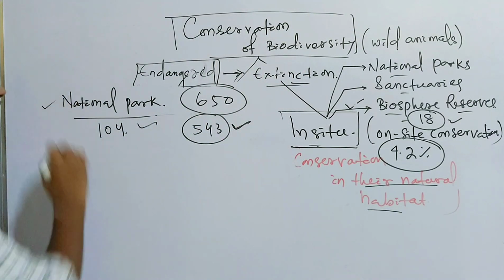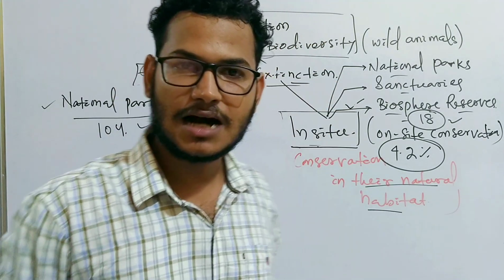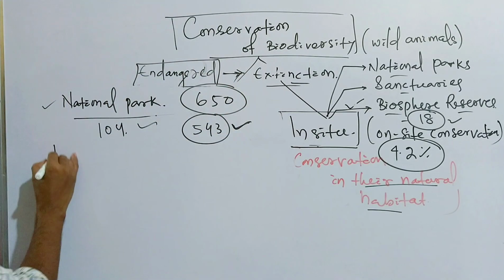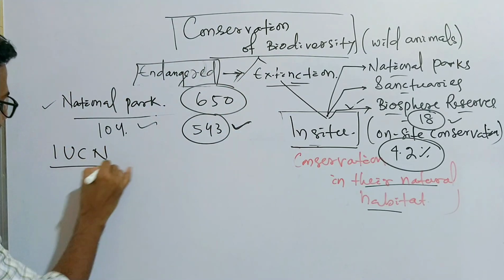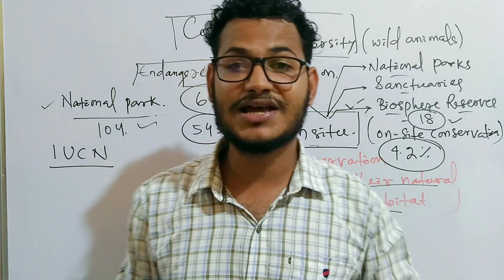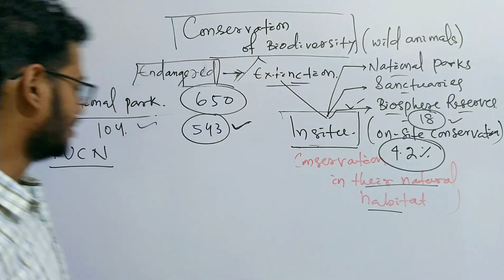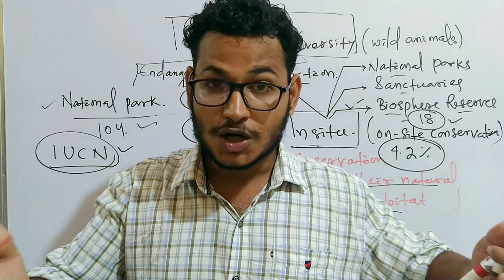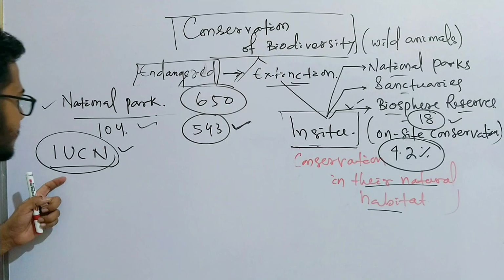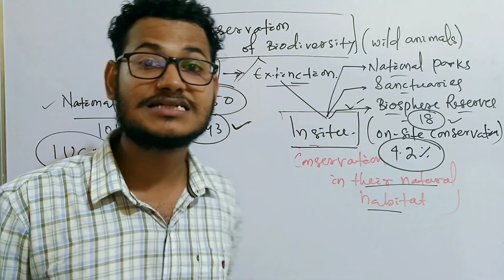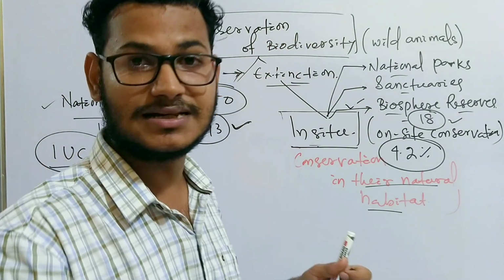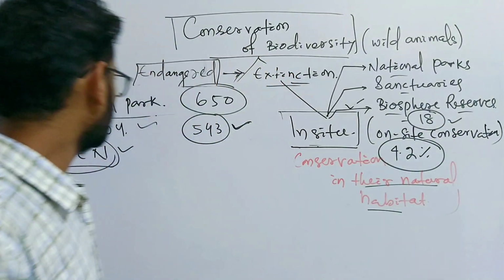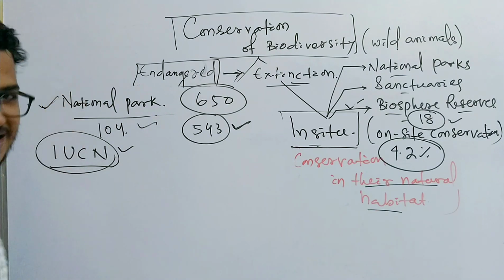So the conserved areas are formed and declared, and the rules and regulations are declared by IUCN, the International Union for Conservation of Nature and Natural Resources. According to the norms of IUCN, the different protected areas have different functions and different levels of security, right? Okay, so a national park is a highly secured place.